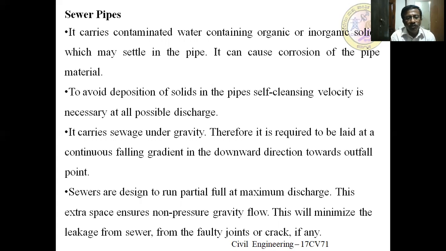Sewers are designed to run partially full at maximum discharge. This extra space ensures non-pressure gravity flow. This will minimize the leakage of sewage from faulty joints and cracks, if any. This means we design only for partial flow, and there is a provision for freeboard, which helps reduce the leakage of sewage if there are faulty joints and cracks in the sewer pipeline.